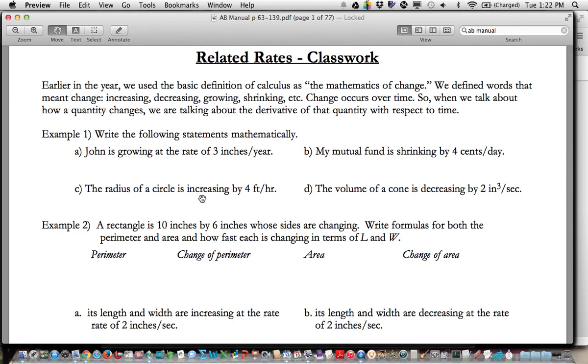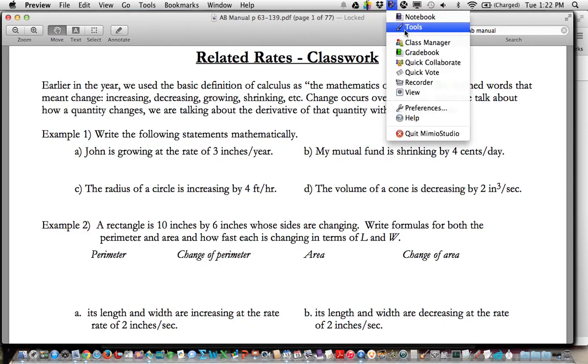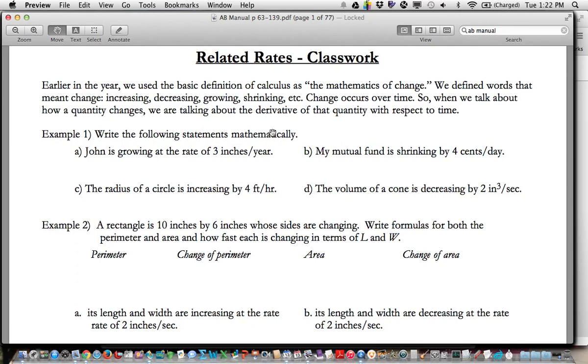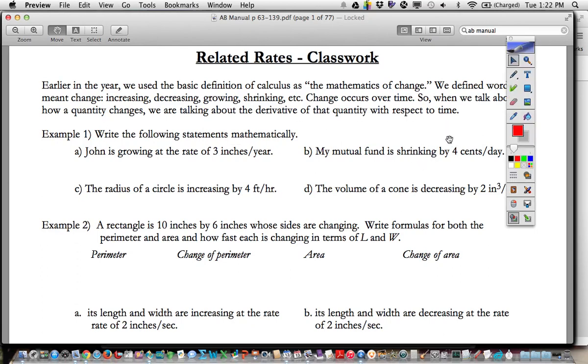Related rate problems are about, well, just what the name says, rates. So in related rate problems, you're going to see things like inches per year, feet per hour, cents per day, cubic inches per second. You're going to see rate kinds of things. There'll be a time element involved that you don't see in those max-min problems. There will be a lot of implicit differentiation with respect to time.